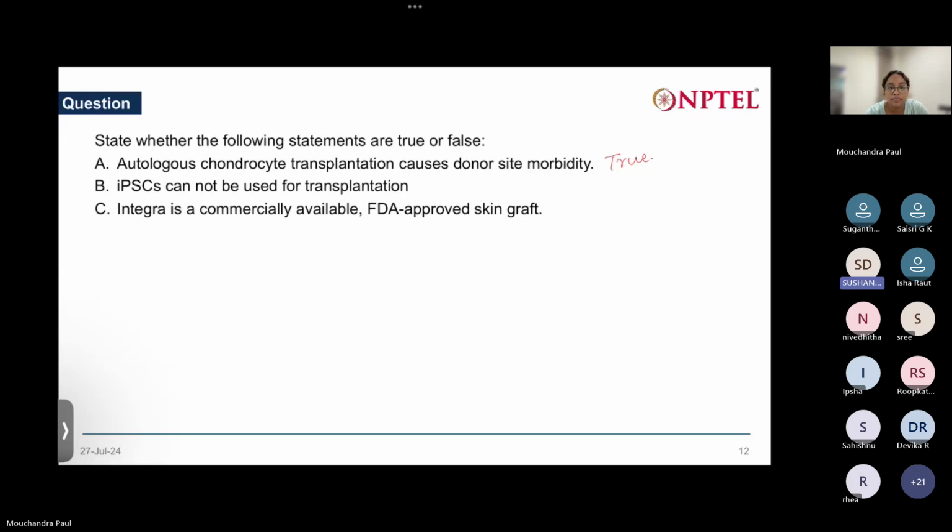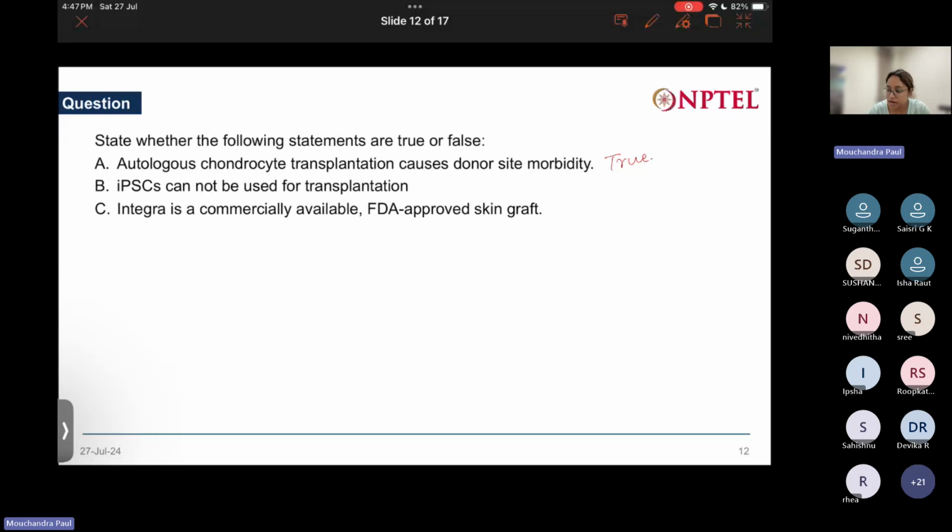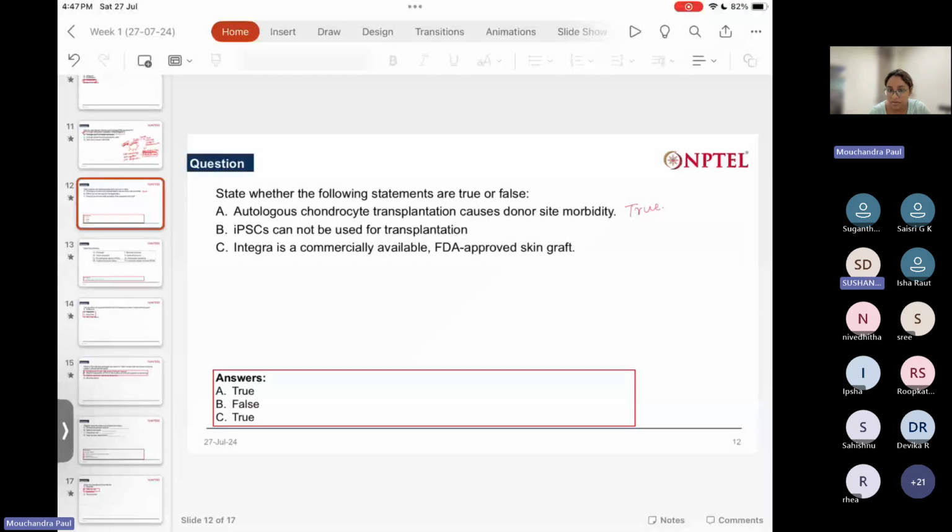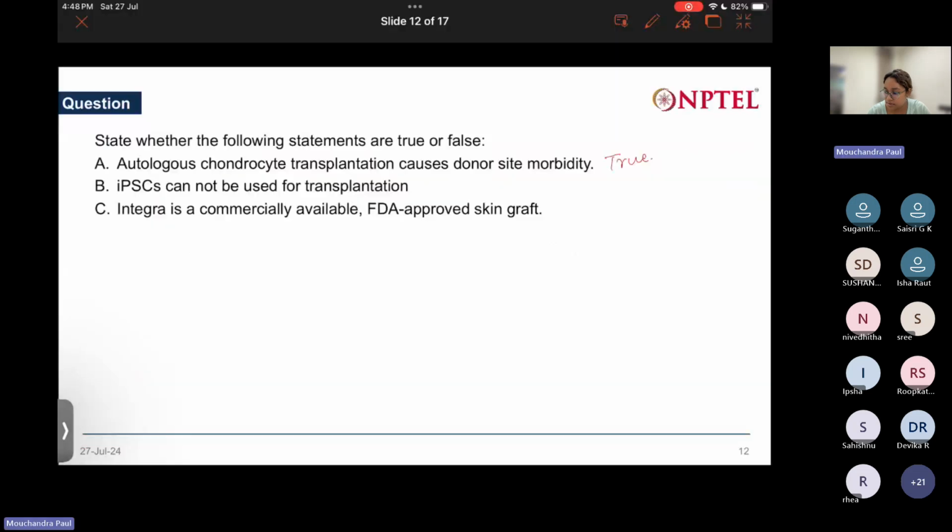Hello, madam. Screen is not visible. Whether other candidates can able to see the screen? Okay, let me reshare the screen. I think others are able to see it. Now it's visible, ma'am. Is it visible now?